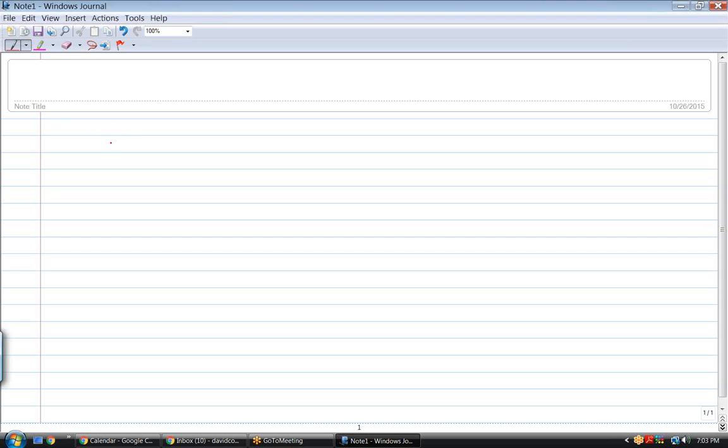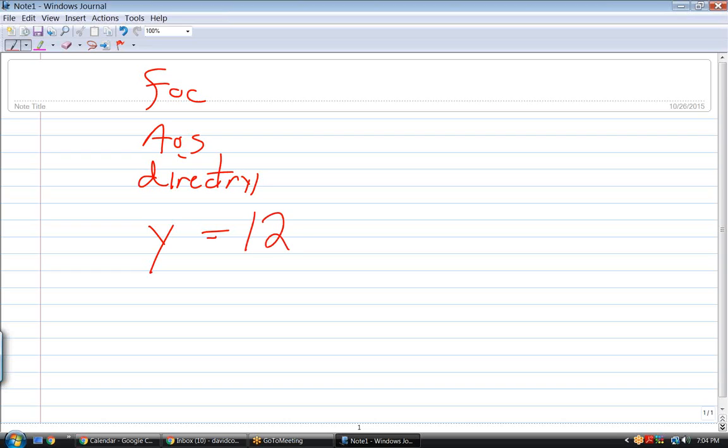So the first one is: sketch a graph of a parabola labeling the focus, axis of symmetry, and directrix for the given equation. Y equals 12x squared.